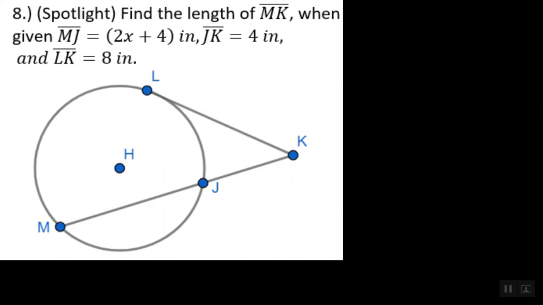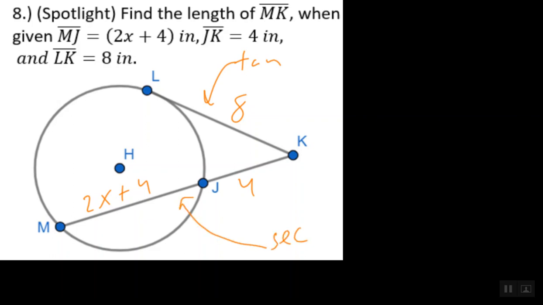All right, problem 8. Find the length of MK when given. Now let's just start labeling these things. MJ is 2x plus 4, and JK is 4, and LK is 8. So a couple things here. Thing number 1, we have a tangent, and thing number 2, we have a secant.